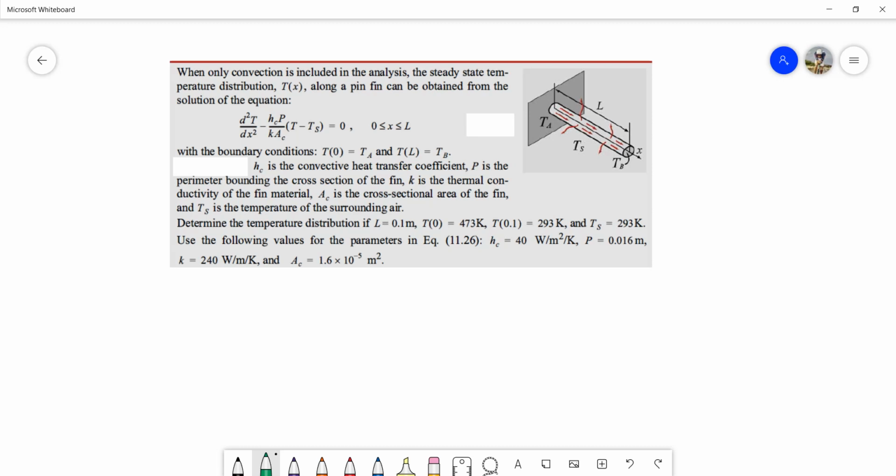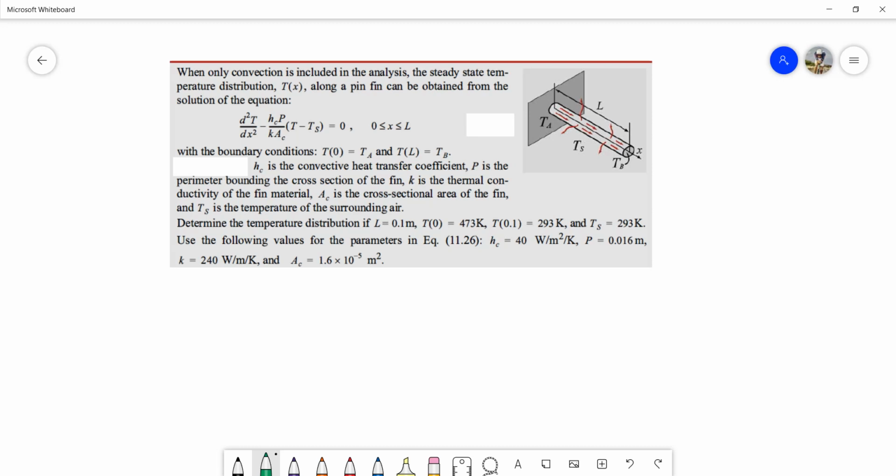Now over here we have a problem with us, that there is a convection occurring in this fin tube which is connected with the wall. The wall is maintained at a specified temperature Ta, and the length of the fin is L, and at x equal to L, we have the other temperature, that is Tb, present over here. The heat is being lost from the fin to the surroundings, and the surrounding temperature is Ts.